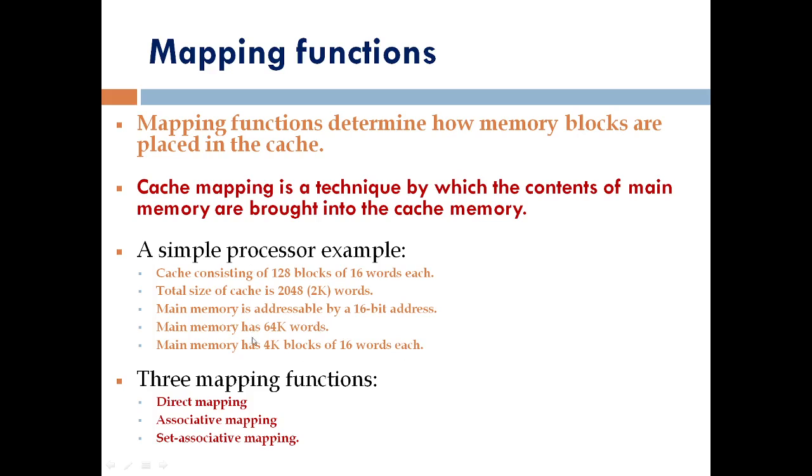So here you can see the storage difference between the main memory and cache memory. Main memory has 4K blocks, 4 into 1024, that is 4096 blocks. The cache consists of only 128 blocks, and each block, in both the cache memory and main memory, stores 16 words. This is the example we are taking to explain these mapping techniques. There are three mapping functions or techniques: direct mapping, associative mapping, and set associative mapping.